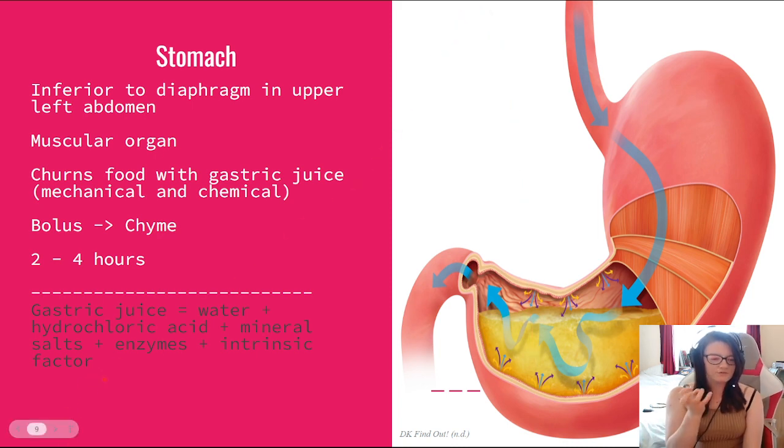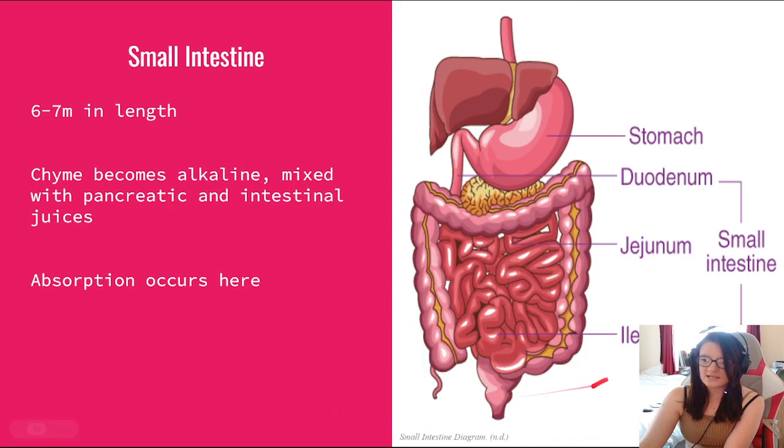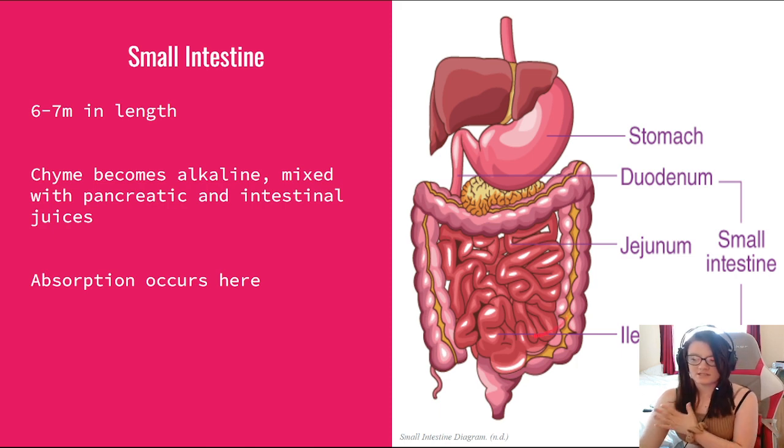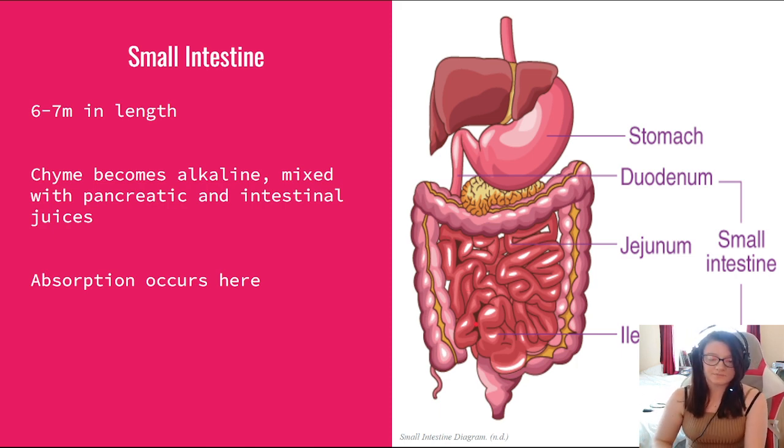Now from here, that soft bolus turns into a chyme. That chyme is then sent through into the small intestine via the duodenum. So the duodenum is part of the small intestine. The small intestine is 6-7 meters in length, and it will then go into the rest of the intestine, the jejunum and the ileum. Now that chyme mixed with that bile and those other pancreatic and intestinal juices becomes a much more alkaline solution ready for absorption. So it can travel all the way through here.